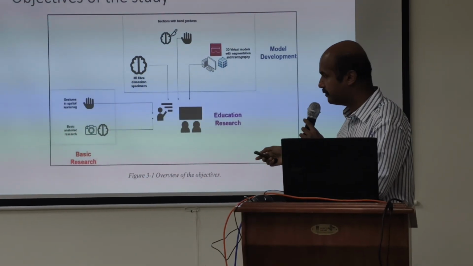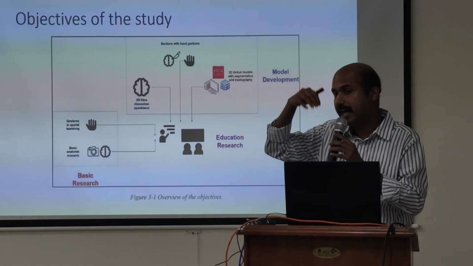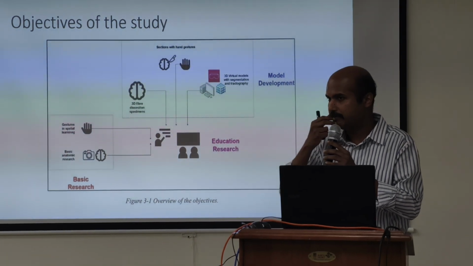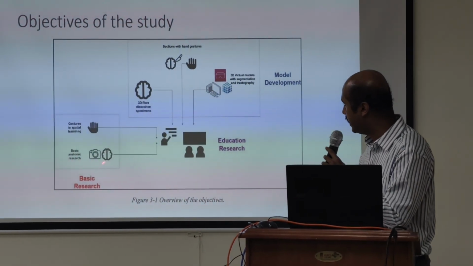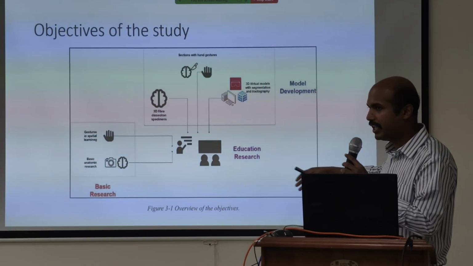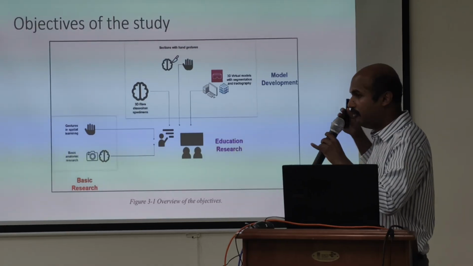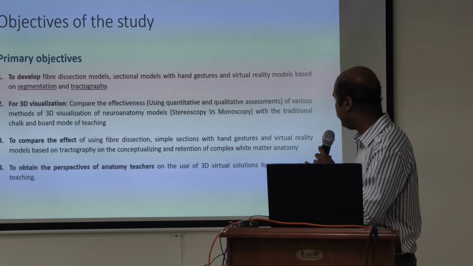And then some basic anatomy research, especially sections, has a role in understanding directional features of white matter. So for that, I've used some basic anatomy research as well. And all of them are converging into educational research. And this is where I use cognitive load or qualitative feedback to understand whether it is effective or not.